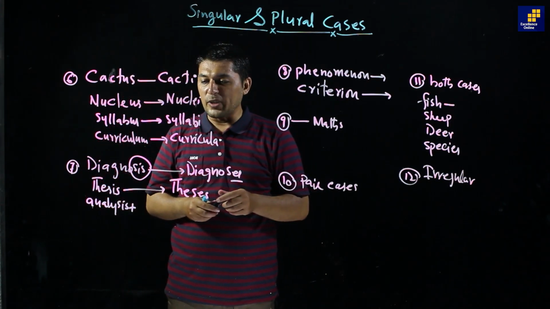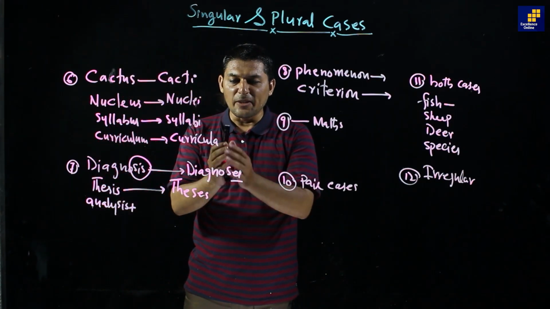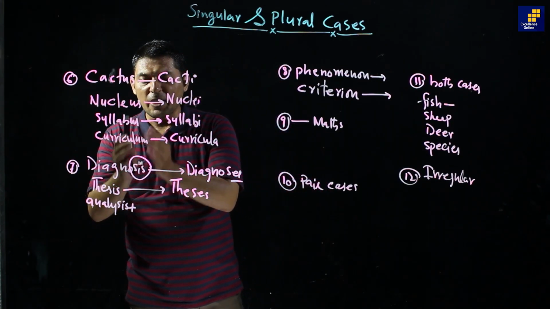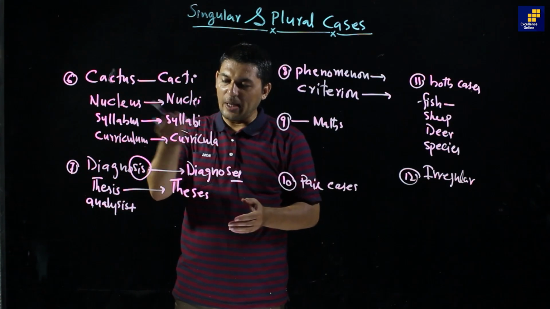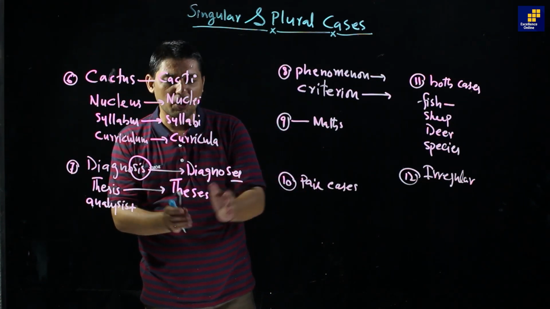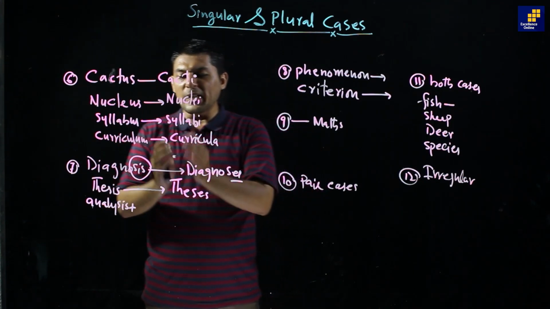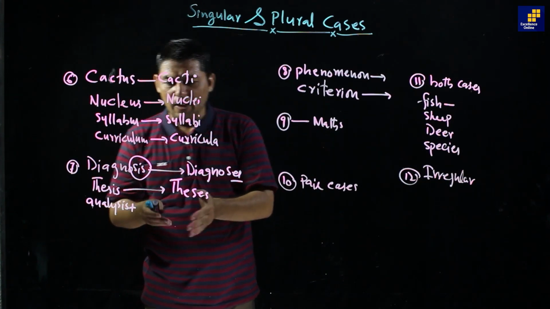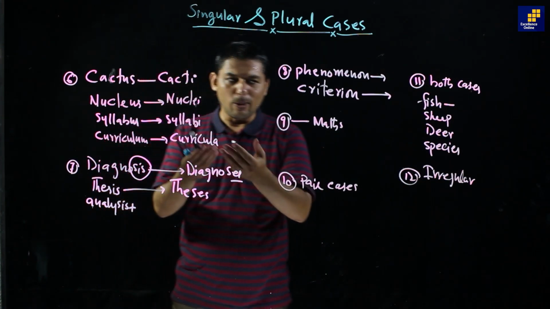We have certain words, very common words, you will find in research books or in your curriculum books, in which we have SIS. Examples: diagnosis, thesis, analysis, crisis, and more examples. So by removing SIS we have SES to make them plural. Here we have singular verbs, here we have plural verbs.